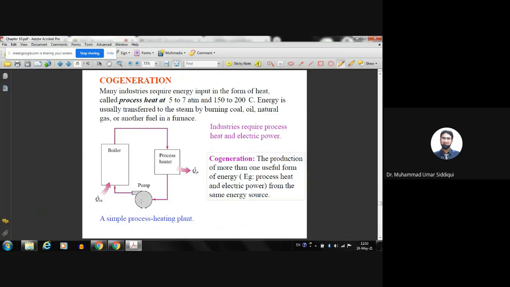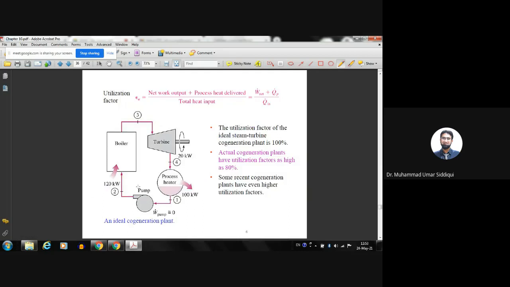We are generating power as well as useful heat from the condenser, which might be used for several things, mostly in industries for process heating. So cogeneration is the production of more than one useful form of energy. The most common example is process heat with electrical power from the same energy source. So this is what we have. We have the same Rankine cycle, but instead of calling it a condenser, now we call it a process heater, because the energy coming out of it will be used for process heating. And we consider it also as our output, along with the power generated by the turbine.